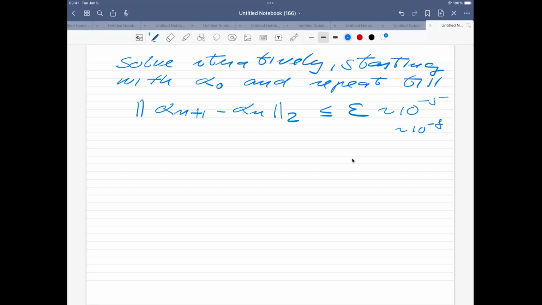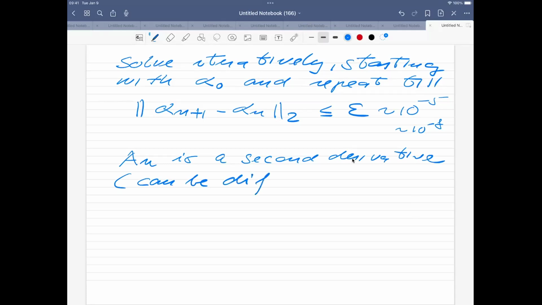So this A of n is a second derivative, and it's common to replace that second derivative with a constant. So A of n, which we have here, is a Jacobian matrix when we have more than just one variable. It is a second derivative, and it can be difficult to evaluate and time-consuming, not the least.